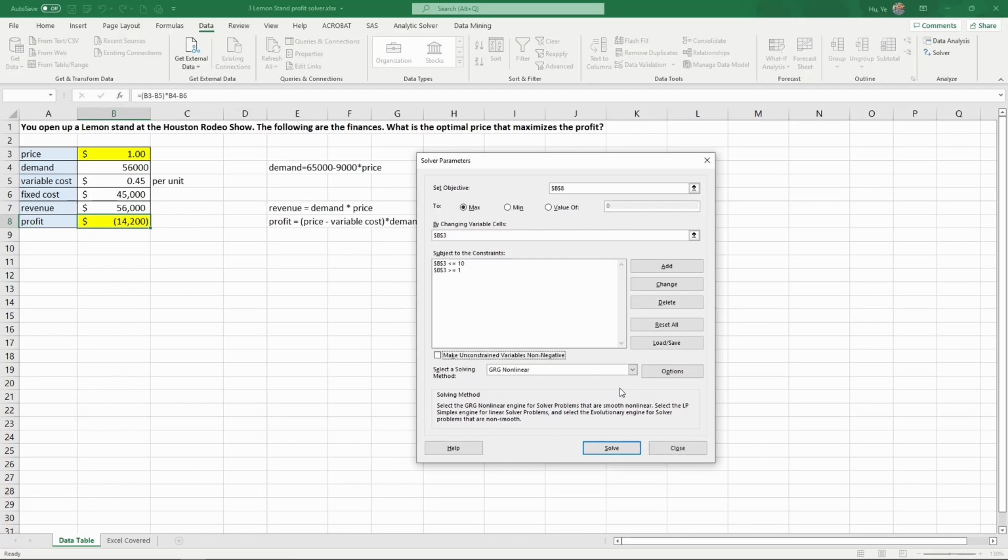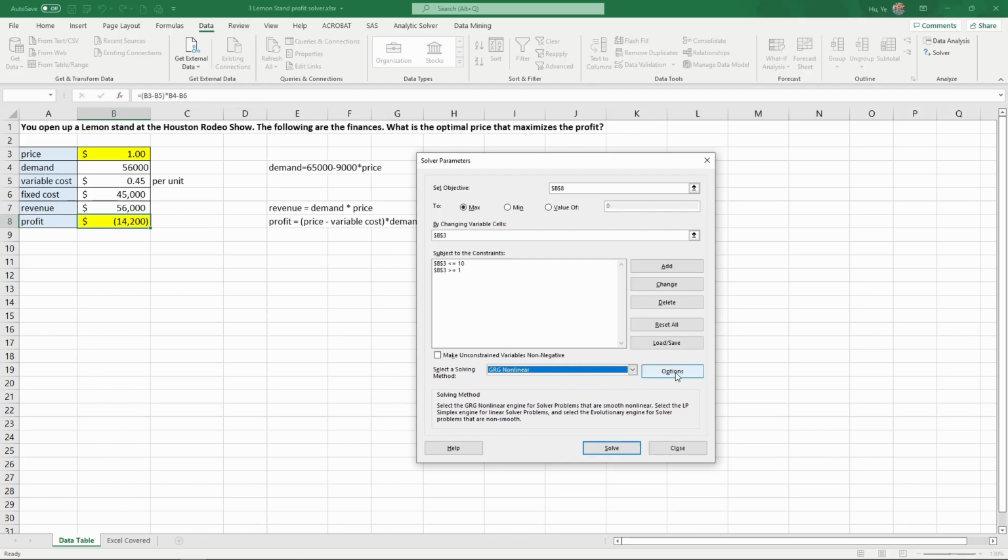And the next part in Solver is to select a solving method. Excel has three different solving methods in Solver: GRG nonlinear, simplex LP, and evolutionary. To get a better idea of how these different solving methods differ, watch the lecture video. And for this one, we know that we're going to select the GRG nonlinear because the relationship between price and profit is not a linear relationship, so we cannot use simplex LP. And we don't really need evolutionary because GRG nonlinear is much more efficient at solving the problems it can solve.